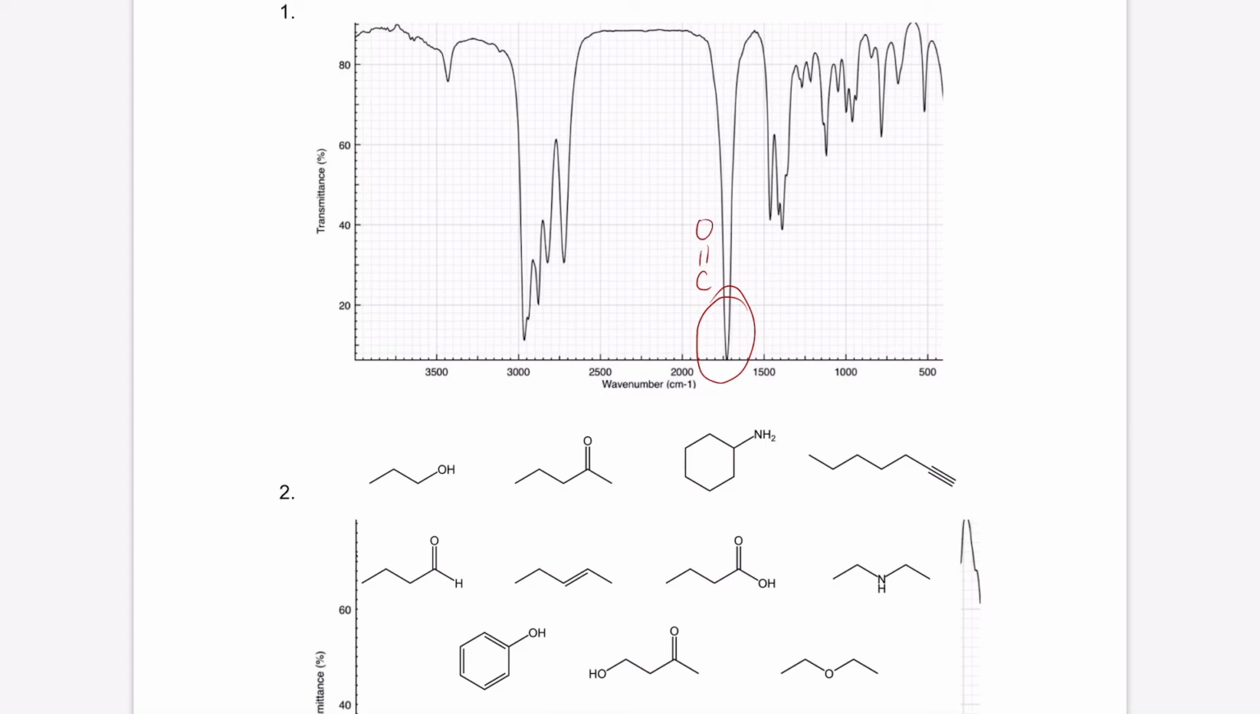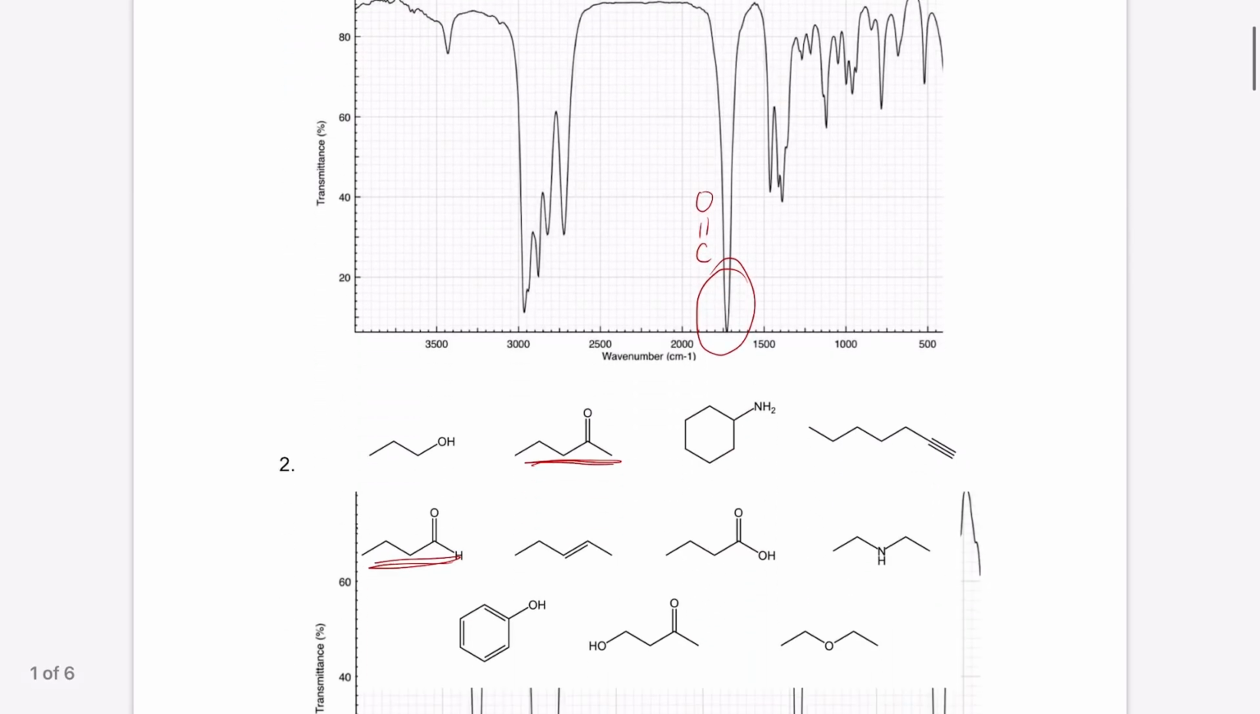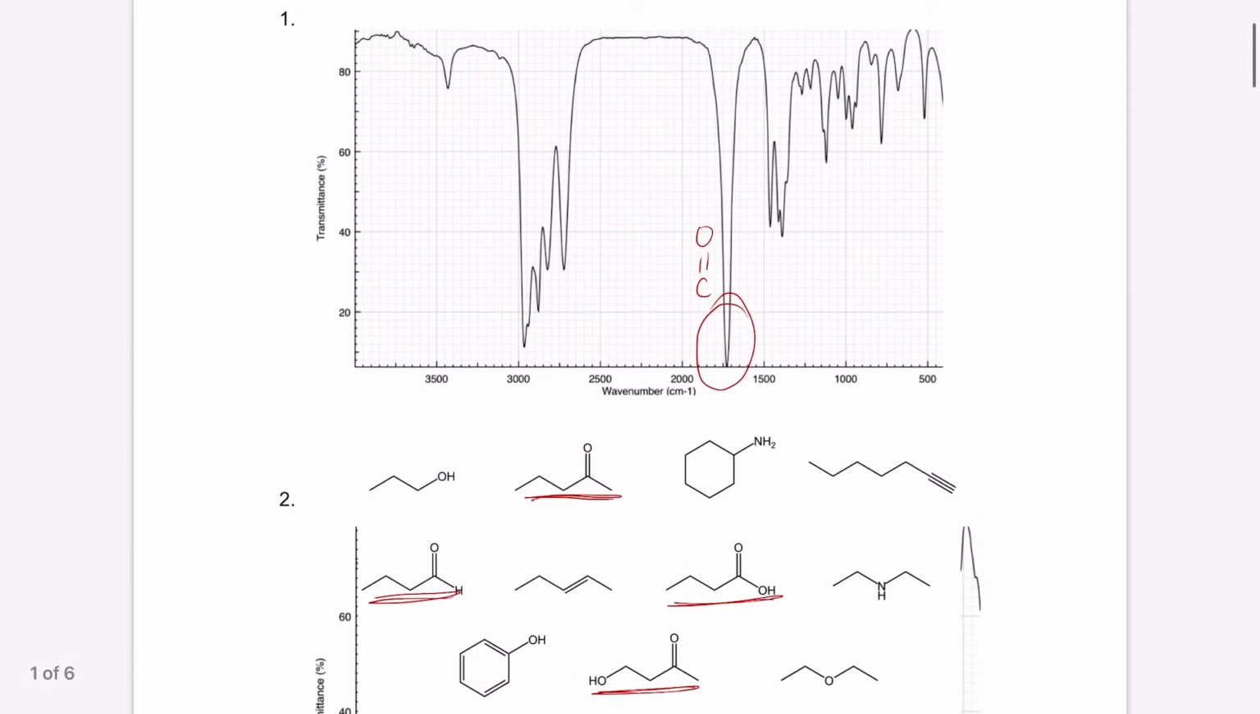Whenever I do IR problems, I always look for 1700 because it already helps us narrow down what our potential molecule could be, or what functional group we're looking for. We could be looking for a carboxylic acid, a ketone, an aldehyde, an ester, an amide. So looking at our 11 molecules, we have 1, 2, 3, and 4 molecules that have carbonyl groups. So that helps narrow down our options.